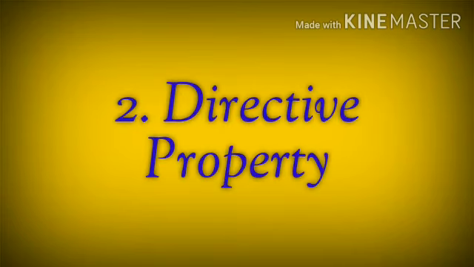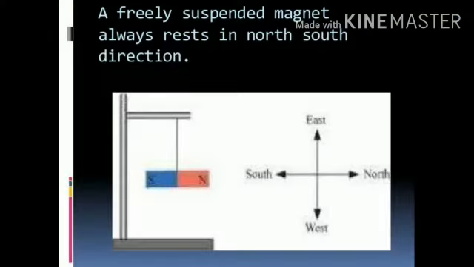Another property is the directive property. A freely suspended magnet always rests pointing in the north-south direction. This property of a magnet is called its directive property. To show the directive property of a magnet, we need a bar magnet, a piece of thread and a wooden stand. We need to take the bar magnet and suspend it from a string tied to its middle so that it can rotate freely.